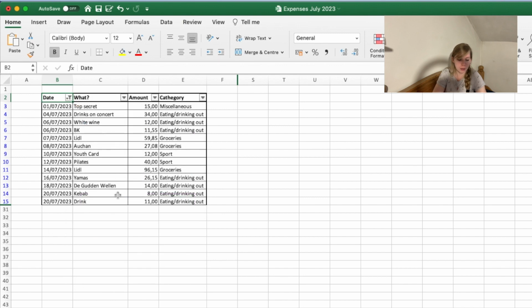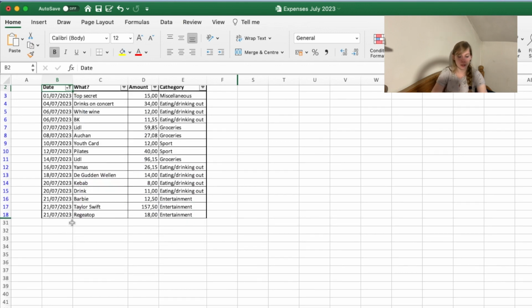20th of July, looks like first day after work, kebab and drinks, 8 euro and 11 euro. Then we have 21st of July, Barbie, Taylor Swift and reggaeton.